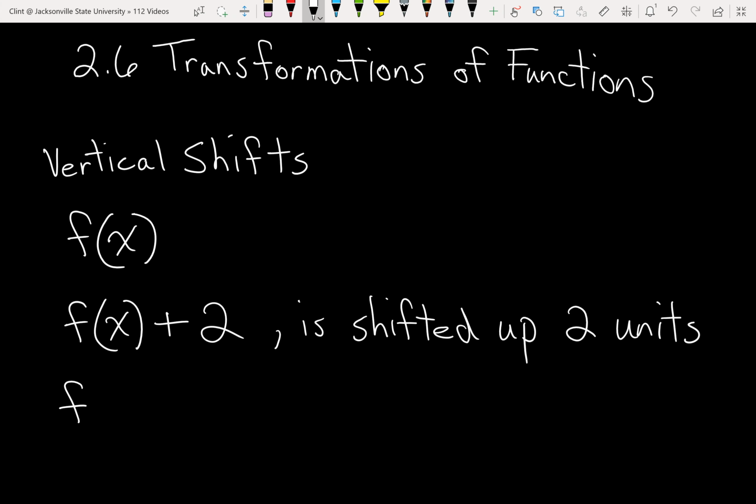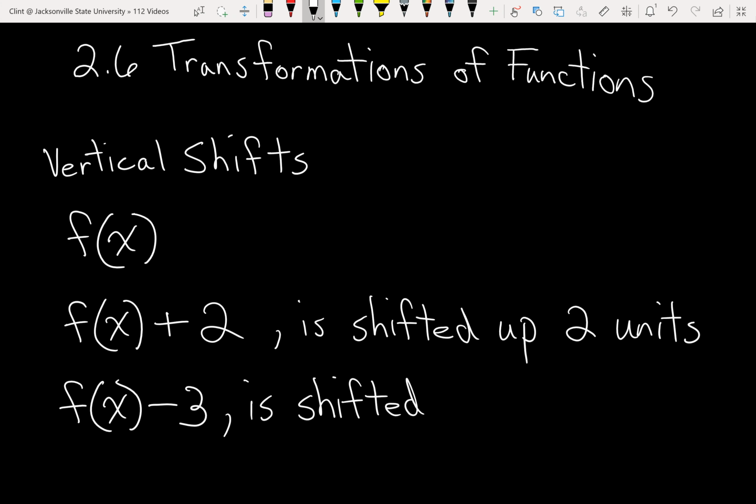If we have some function and it's minus some number, okay, it's probably just what you'd think. That means our graph's going to be shifted down however many units it says. So this graph would be shifted down 3 units. Okay, so our function plus a number shifts it up, our function minus a number shifts it down.